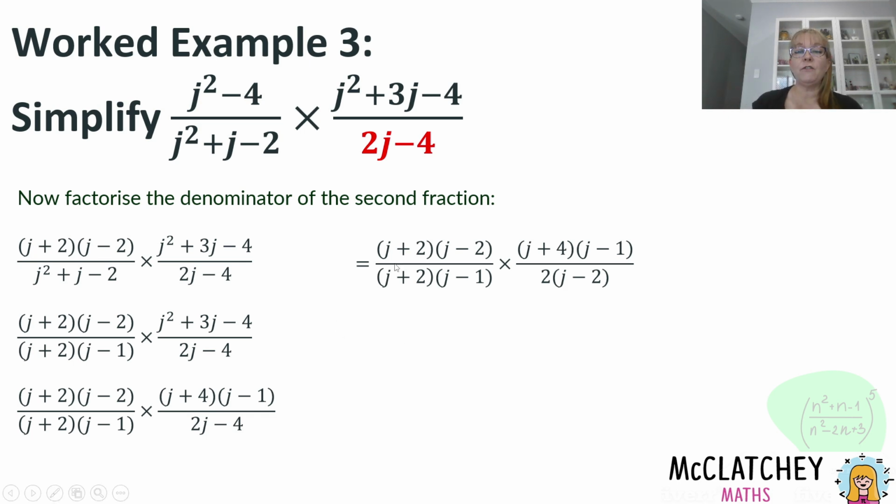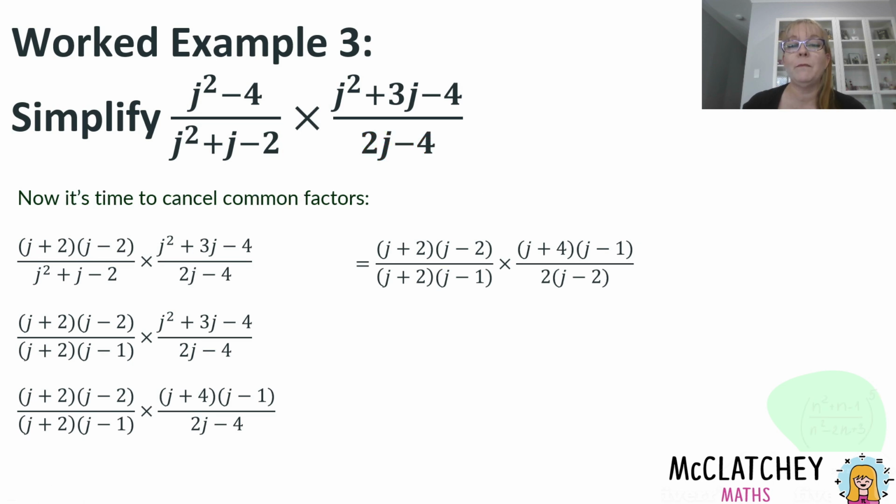Okay, now that I've got this whole thing going on, it looks pretty scary, but I've got common factors on the top and the bottom, which I can cancel. So I've got a j plus 2 and a j plus 2. Goodbye. I've got a j minus 2 and a j minus 2. Goodbye. And a j minus 1 and a j minus 1. See you later. Which leaves me with just j plus 4 all over 2. Who would have thought that that would have ended up with something so simple, but we got there.